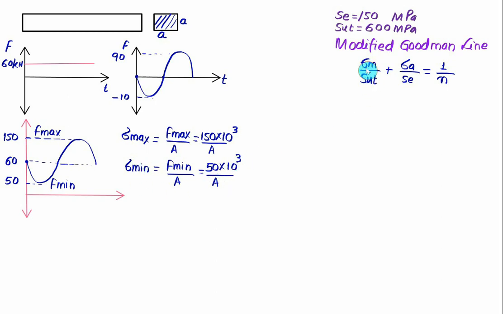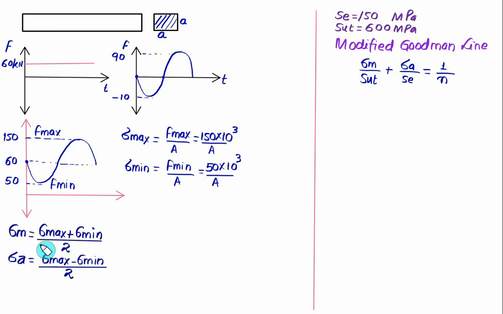But we require the value of sigma m and sigma amplitude. Sigma max plus sigma minimum divided by 2 is the mean stress. In this case we have max is 150, minimum is equal to 50. So we have 150 plus 50, with 10 to the power 3 taken out common, divided by 2. That is 200 by 2, equal to 100. This is divided by area A. So 100 into 10 to the power 3 divided by area A.